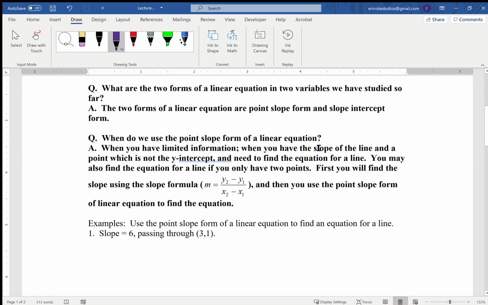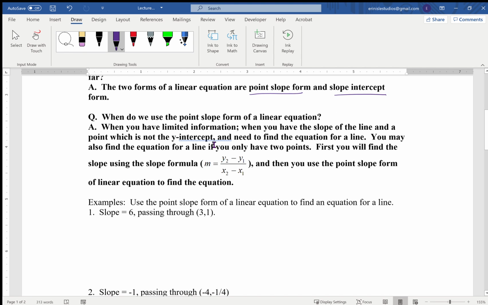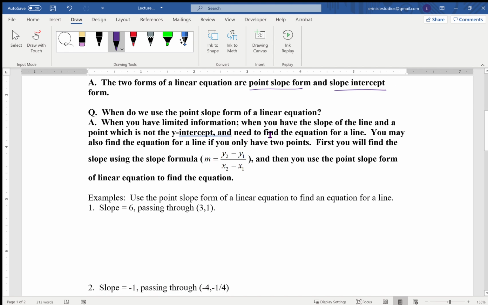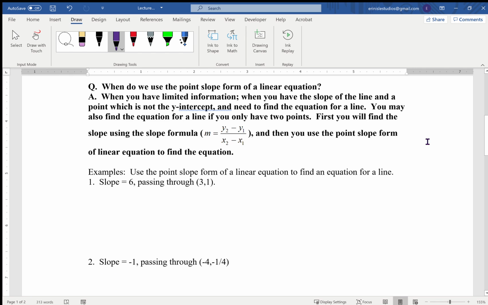Alright, what are the two forms of linear equations in two variables we have studied so far? Well, we had point-slope form and slope-intercept. When do we use the point-slope form of a linear equation? When you have limited information, when you have the slope of the line and a point which is not the y-intercept. We know if it's a y-intercept if it has an x value of 0.